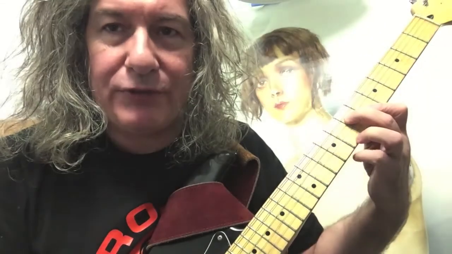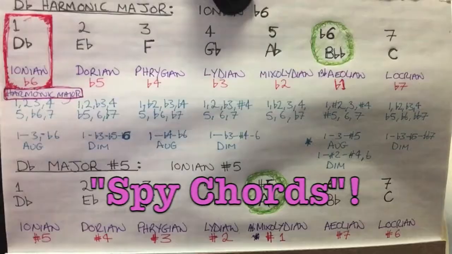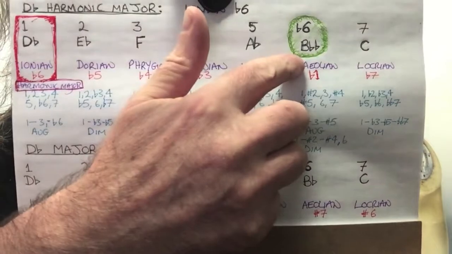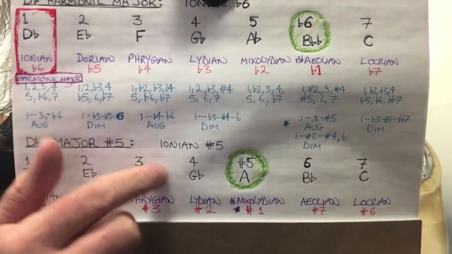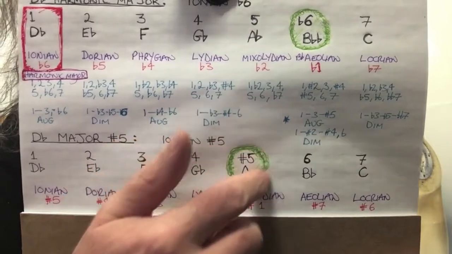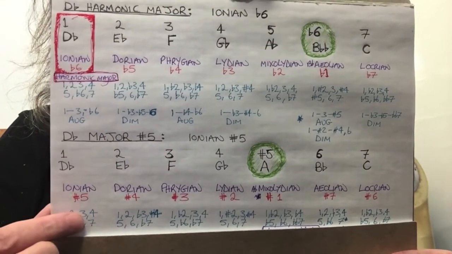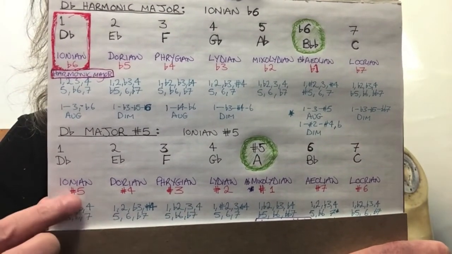Similarly, if we use the sharp 2, the augmented second, we get this. Spy chords. Okay, so I thought to myself, a 1, a 3 and a flat 6, which is an augmented chord, is that going to be the same as a 1, a 3 and a sharp 5, which I've indicated here with the green? Okay, so we've obviously got a 1, a 2, a 3, a sharp 5, a 6 and a 7 because there's an Ionian sharp 5.